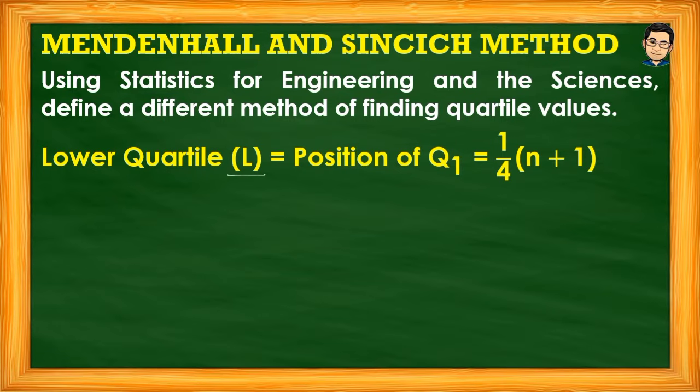In order for us to determine the position of the first quartile, we have to use the formula 1/4 times the quantity of n plus 1. Why 1/4? Because the position of the first quartile is 25% of the scores. And n here is the number of observations, the total. Before we get the value of quartile 1, the lower quartile, we first need to locate the position. That is why we need to use that formula.